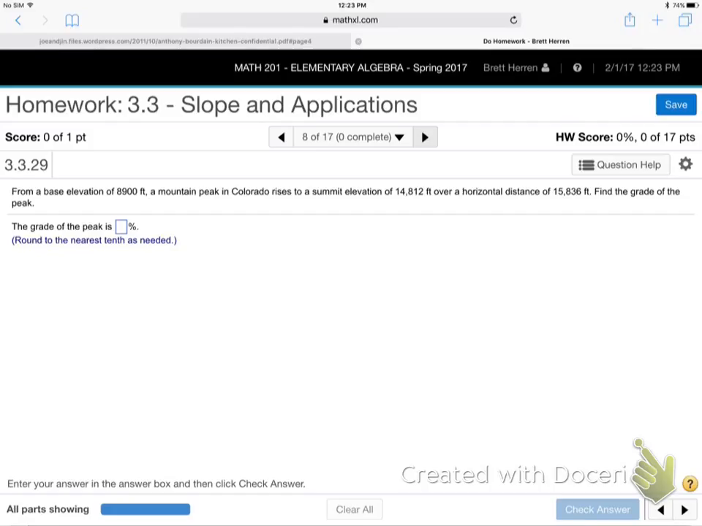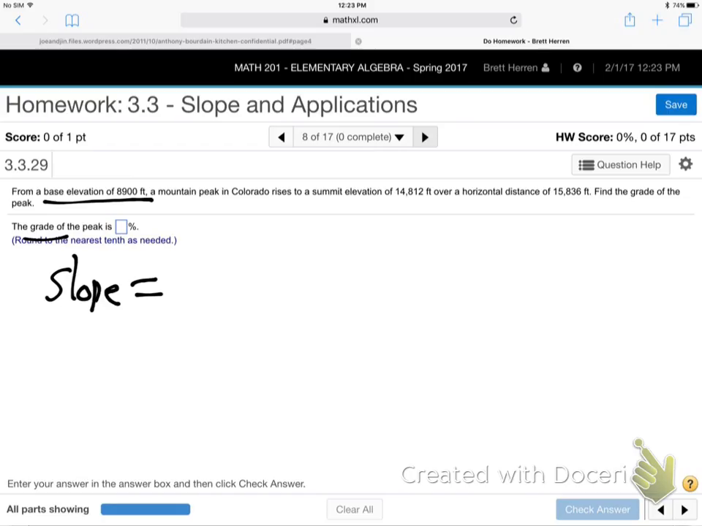Okay, so this one is a little tricky. We have a base, we have a mountain. We're going to try to figure out the grade. Grade is another fancy word for slope. All these things we do in real life, like the grade of a mountain or the grade of a road. Sometimes you'll see that. They're called the grade of a road. It's just a slope. It's just a slope.